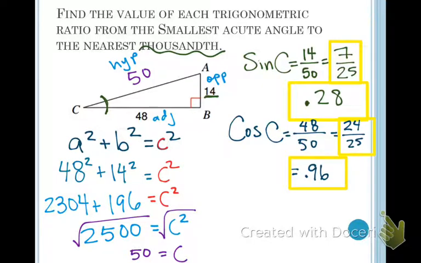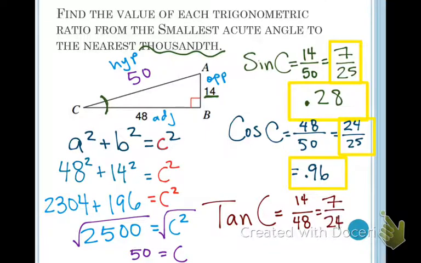And then last, we're going to do tangent from C. And it will be opposite over adjacent. So the opposite is 14 and the adjacent is 48. This reduces to 7 over 24. And what is that as a decimal rounded to 3 places? This one you'll actually have to round. 0.292. Good.